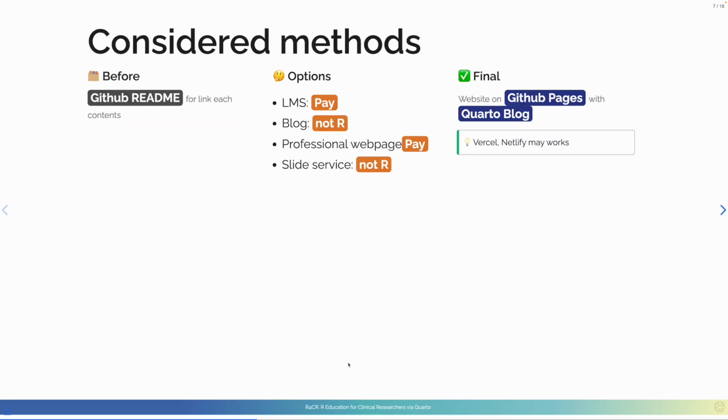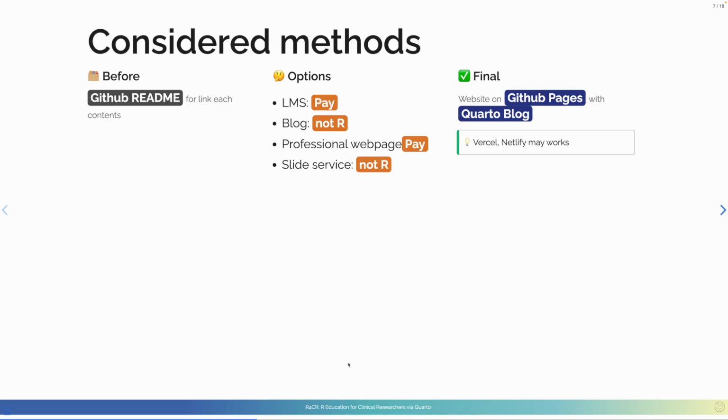And these are the considered methods, including the previous method like GitHub README. Actually, I have to manage clinical R resources to use for lectures. So I could use a Learning Management System, LMS, but it requires payment. And I could use some blog service, but it is limited in using native R. Also, I considered a professional or commercial web page like WordPress, but it also has to be paid for, and just slide services like SlideShare don't support R natively.